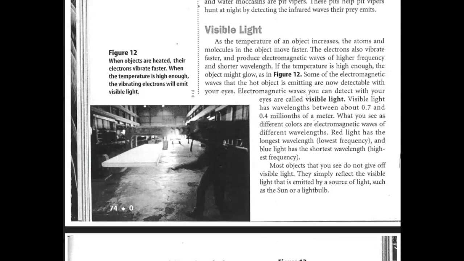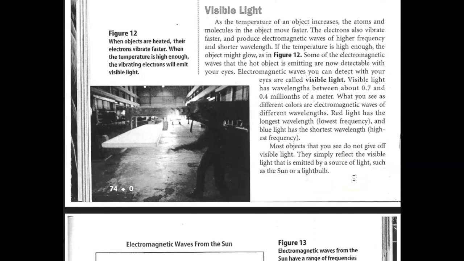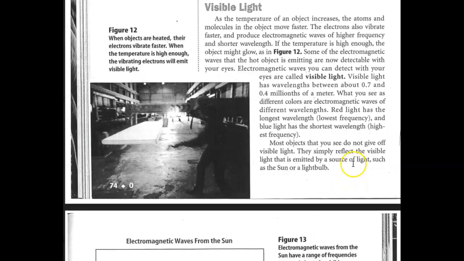Visible light has wavelengths that are very, very short, in the millionths of a meter now. What you see as different colors are electromagnetic waves of different wavelengths. Red light has the longest wavelength, which is the lowest frequency, and blue light has the shortest wavelength, or high frequency. So you can see red has a little bit less energy than blue light. Most objects that you see do not give off visible light. They simply reflect the visible light that is emitted by a source of light.